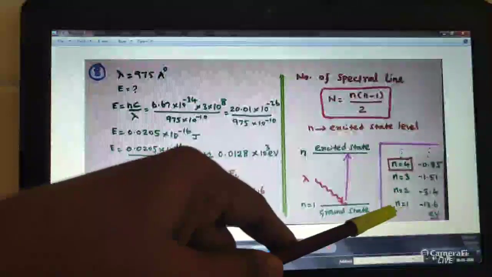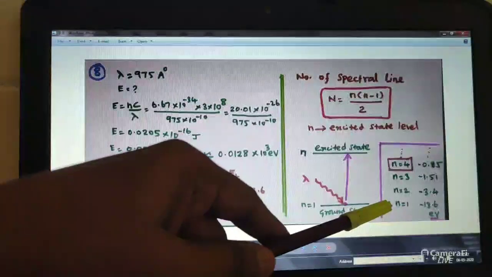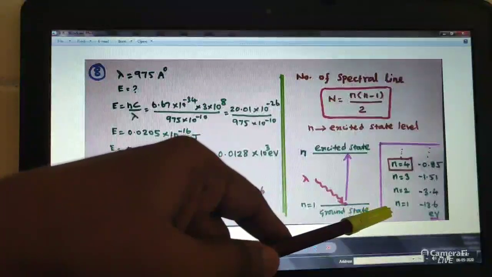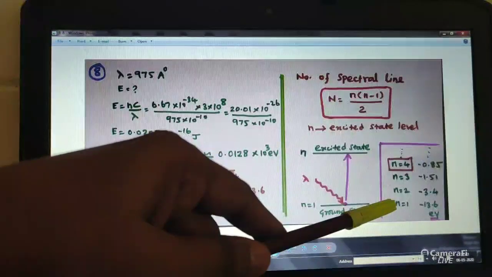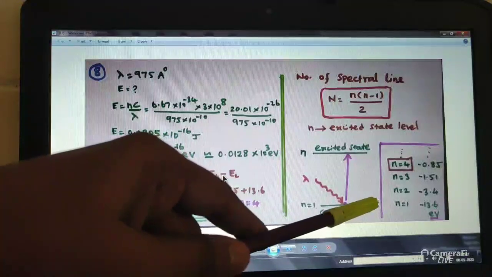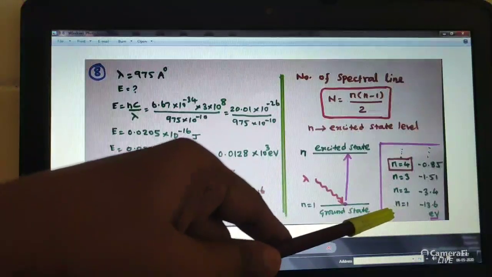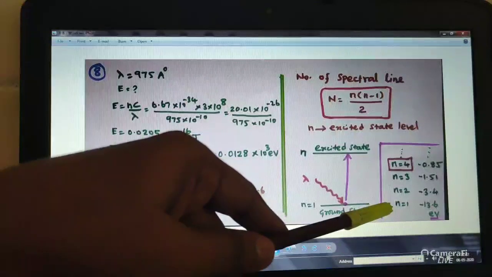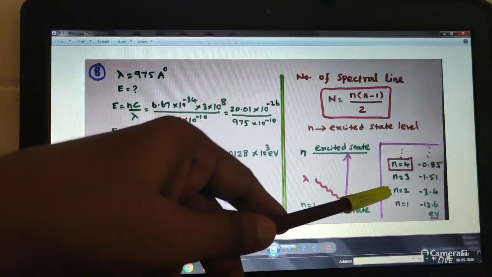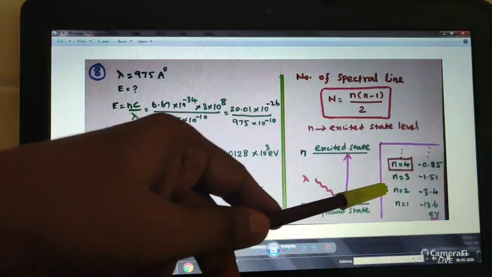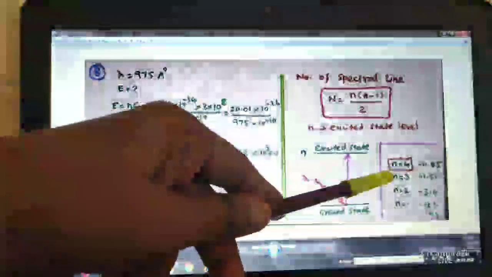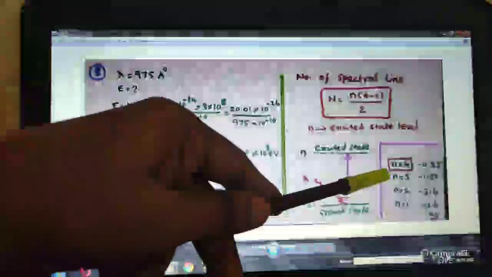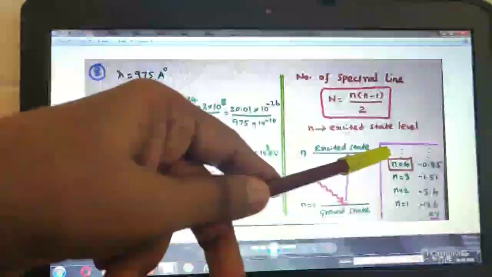value. So n1 value is minus 13.6 electron volt, the first orbit energy value of the electron. The formula is minus 13.6 divided by n squared into z squared. From that formula n1 is equal to minus 13.6 electron volt. Like that, if n is equal to 2, that is the second orbit, minus 3.4 electron volt. n is equal to 3, minus 1.51 electron volt. Then n is equal to 4, minus 0.85 electron volt. Like that it is going.